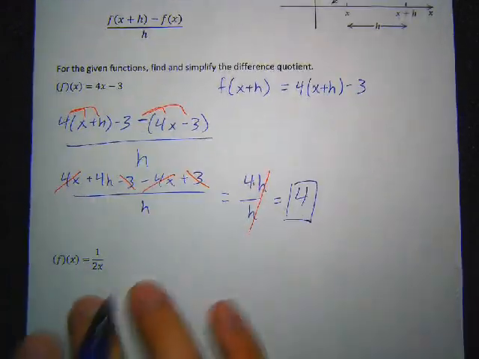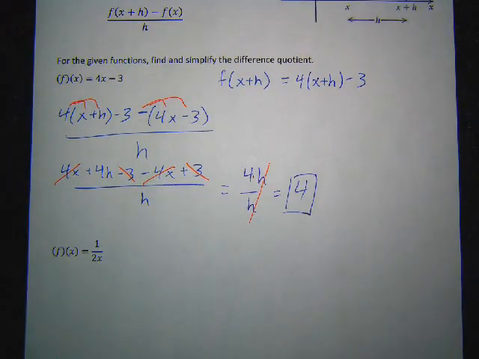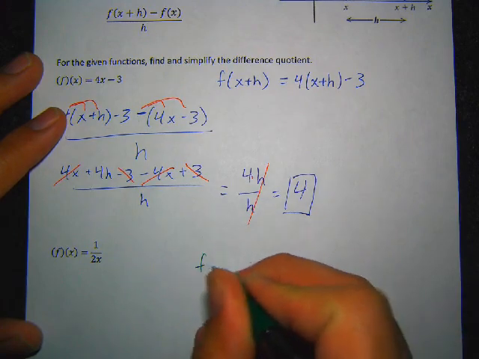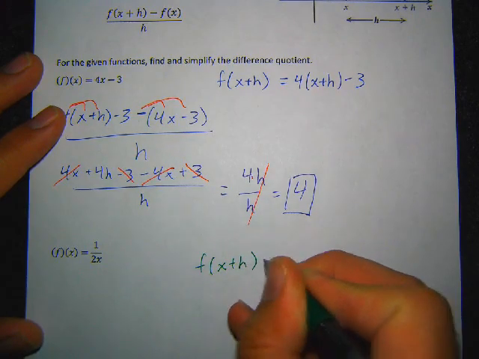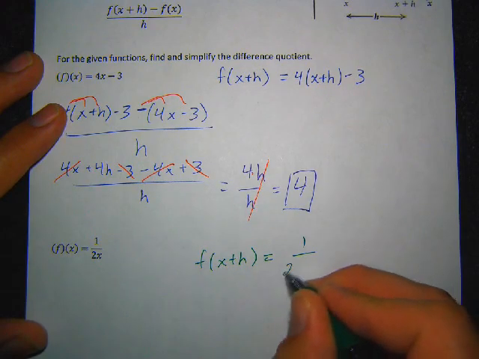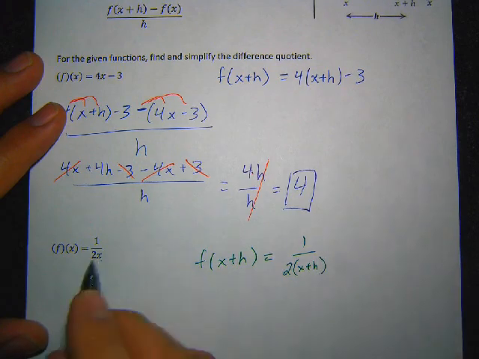This one, a little more complicated because it's a fraction, so let's do this fraction one. So I want to do the same thing. First, I need to figure out what f of x plus h is. So I'm going to replace the x here with x plus h. In this case, I get 1 over 2 times x plus h. So x plus h goes in there for that x.